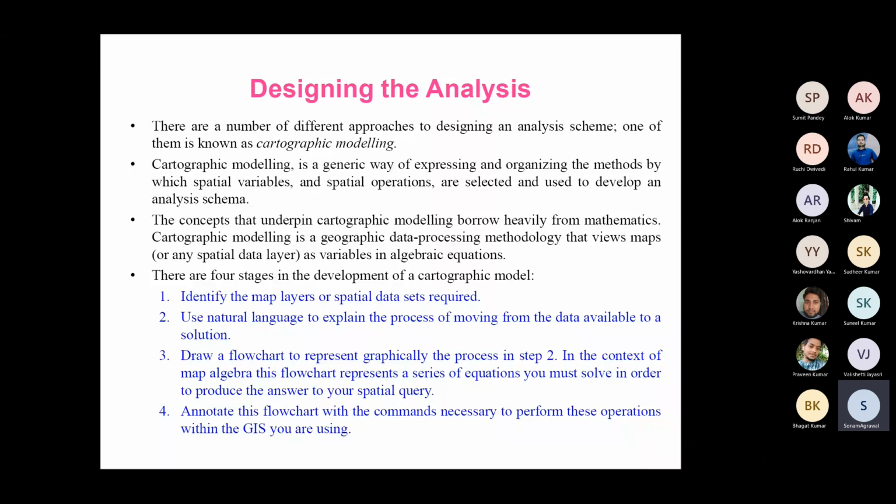Number one, identify the map layers or spatial data sets required. In the problem, I suggested you first write down what data is given to you. What is the input data, isn't it? Here also, when any project comes, when any system needs to be developed, the first thing is we need to identify what data sets are required. Once they are identified, like in your case, once you have written down the required data or input data, the next step is you used to think what the solution will be. Before making the flowchart, you do not start directly making the flowchart.